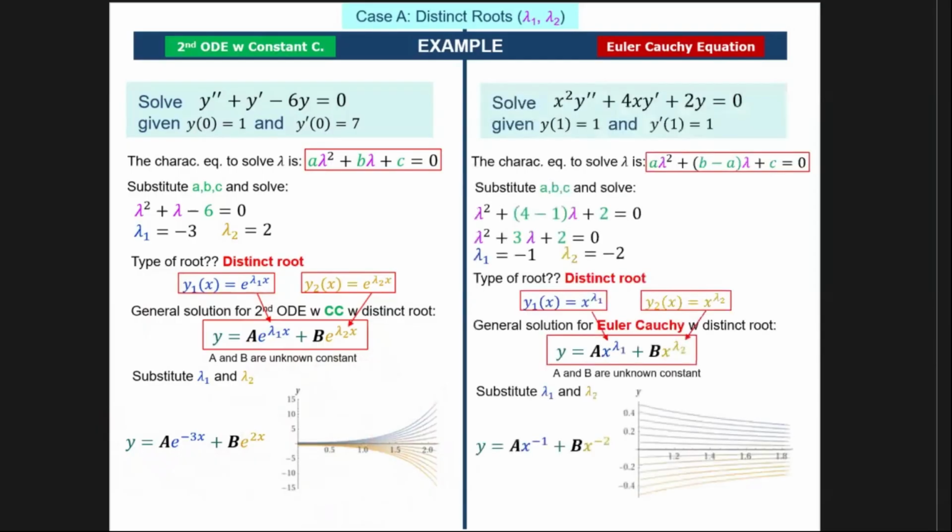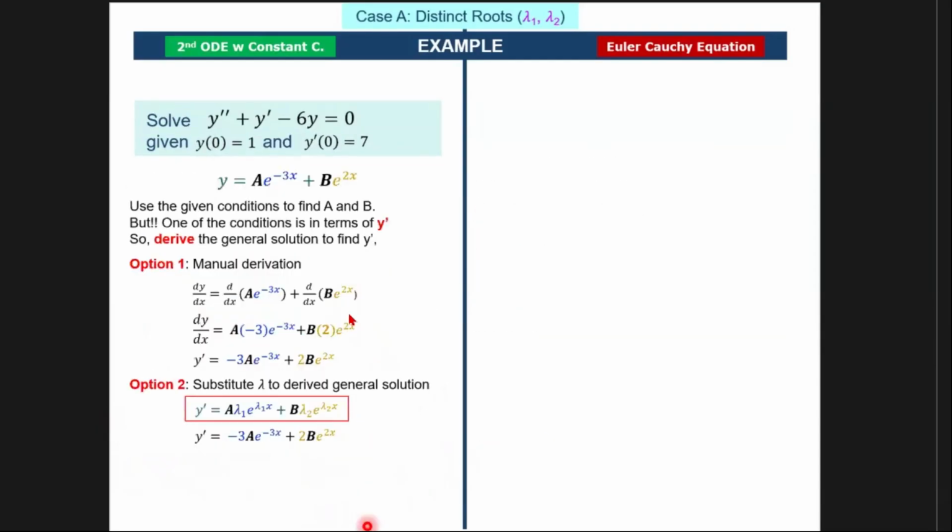Now, let's continue first with the second ODE with constant coefficient. When we have the general solution here, and given the initial or boundary condition in terms of values, we have to find the particular solution that will lead us to a single curve line. So we have several options to do this.